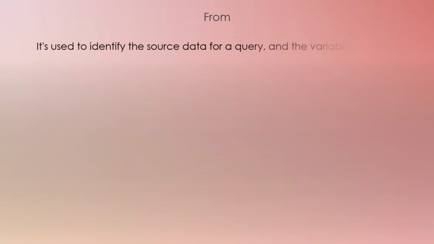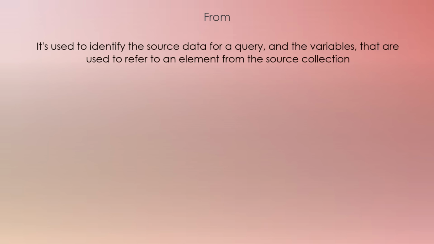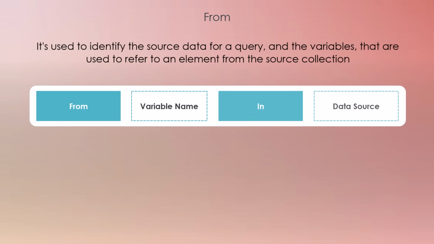The first one is the From clause. It's used to identify the source data for a query, and the variable that is used to refer to an element from the source collection. The From clause structure is the following. We have the clause From at the beginning. Then we set a variable with any name we want, for example here it's number. After that we have the preposition In. At the end we set the data source, which is the sequence that we want to query.